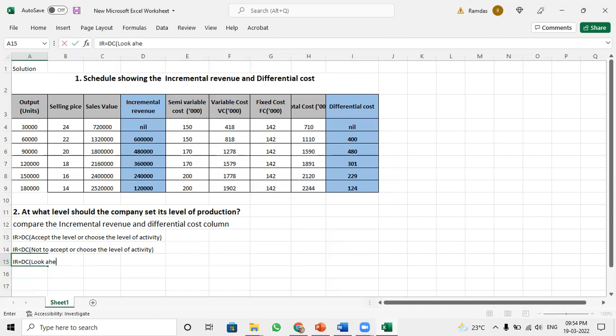So look ahead to the other levels of activity and then decide. Okay. Now coming to our question, when you compare the incremental revenue with the differential cost, you need to find out at what level your incremental revenue is greater than the differential cost. So any level where the incremental revenue is more than the differential cost, that level you can go for accepting.